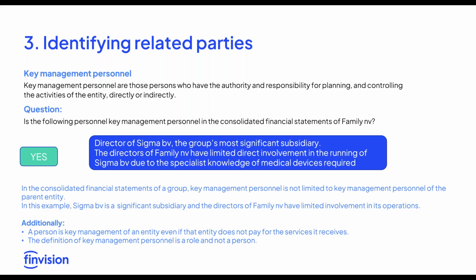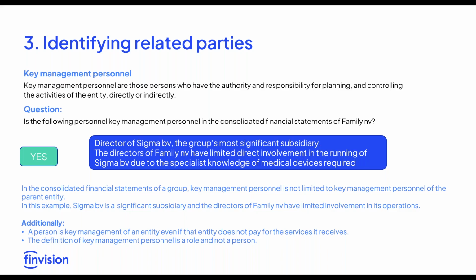The answer is yes. In the consolidated financial statements of a group, your key management personnel will not be limited to that of the parent entity itself. In this example, because Sigma is such a significant subsidiary and the director of Sigma has a lot of responsibility with respect to the operations, because the directors of Family are limitedly involved, we consider that the director of Sigma is therefore also key management personnel of Family NV itself, of the parent entity, in fact.